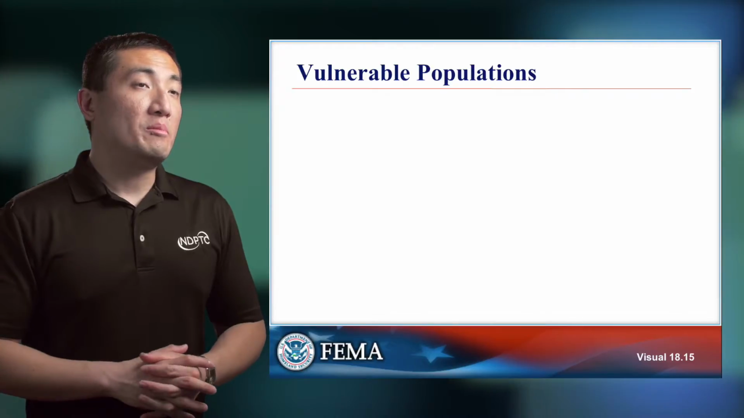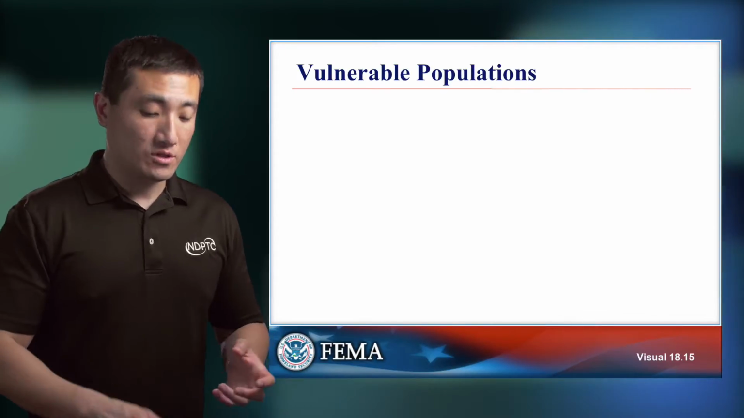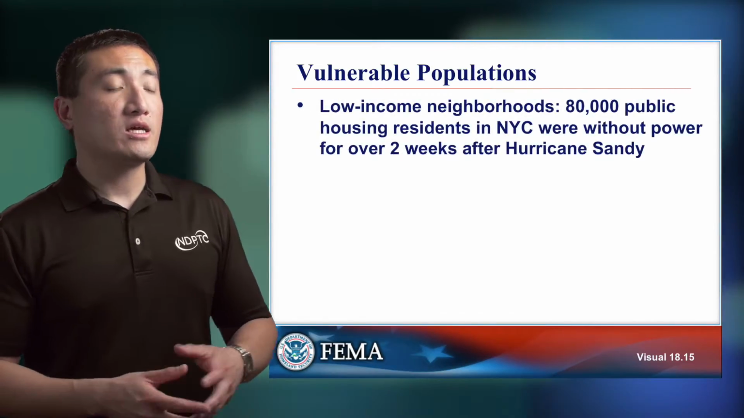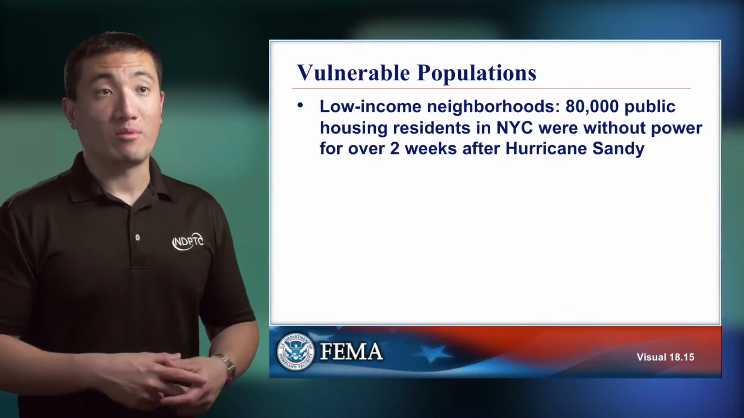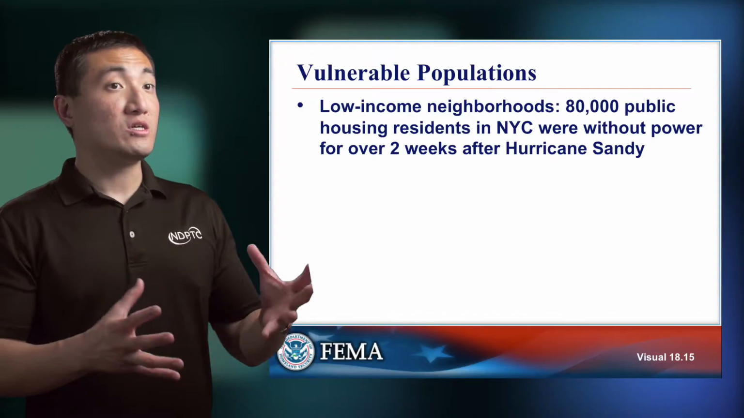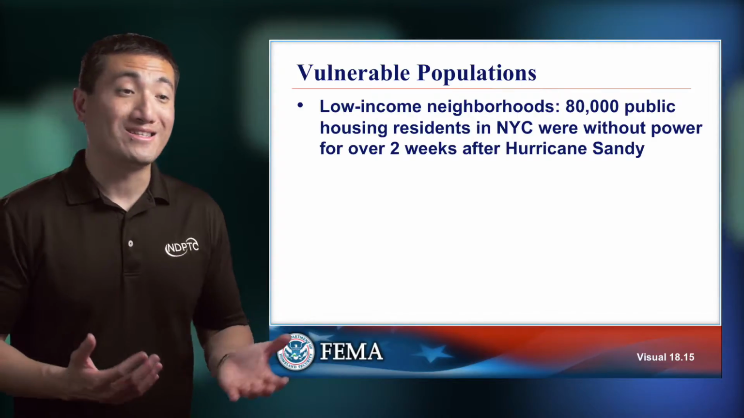When we talk about vulnerable populations as one of our focus areas, we're discussing many different groups. So one is low-income neighborhoods. For example, 80,000 public housing residents in New York City were without power for over 2 weeks after Hurricane Sandy.